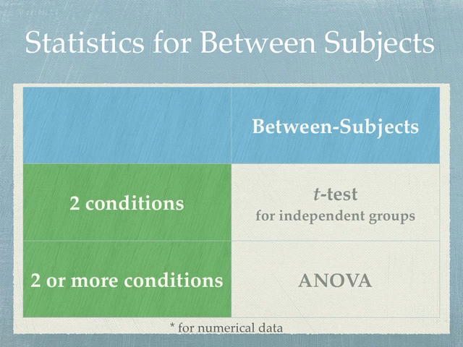Now note, this is only for numerical data. This is only for things that I can calculate an actual mean for. If I can't calculate a mean for it, I'm not going to be able to use either a t-test or an ANOVA, because both of those are essentially looking at the differences between means.